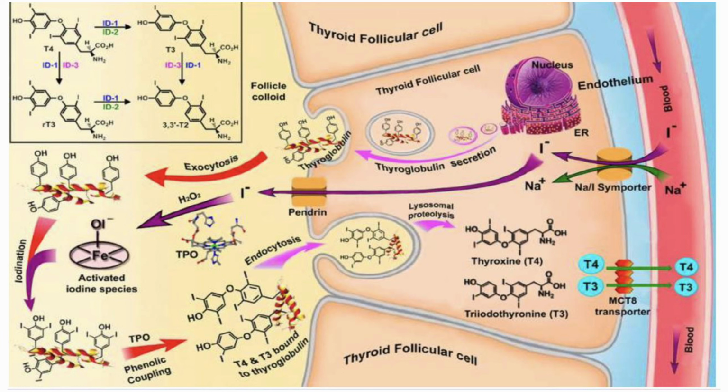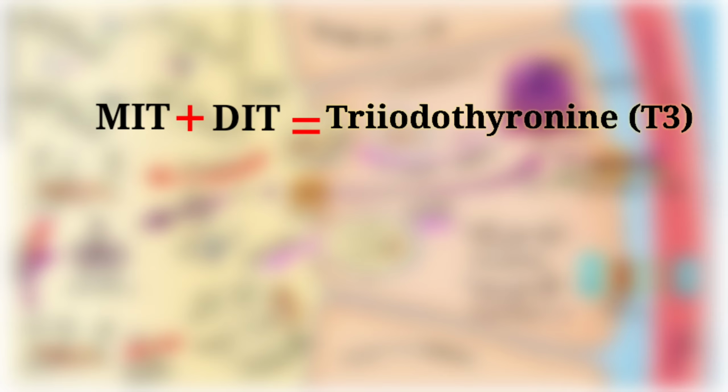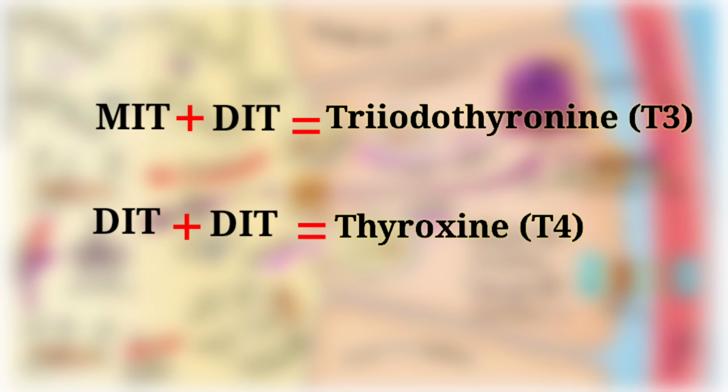If one iodine is added to tyrosine, it is called MIT. If two are added, it forms DIT. So if MIT adds up with DIT, we get T3 or triiodothyronine. If DIT adds up with another DIT, we get thyroxine or T4.